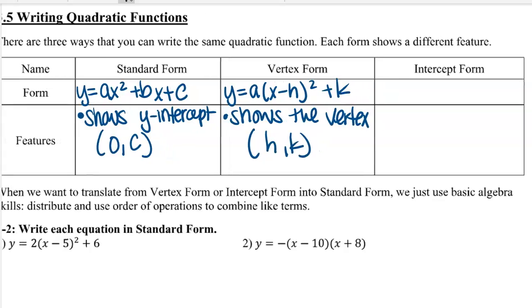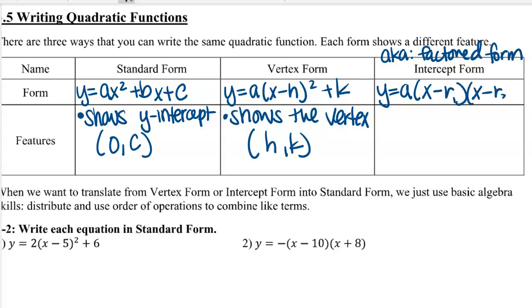Then the last form here is the intercept form. I just want to remind you guys too, sometimes we also say factor form. So intercept and factor form, it's the same, okay? So factor form is y equals, we take out the a in the front and then we factor it out. So normally in a quadratic, we would have two x-intercepts, not all the time. So x minus the first root times x minus the second root.